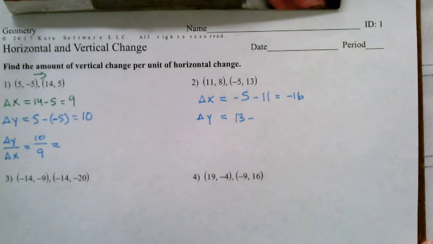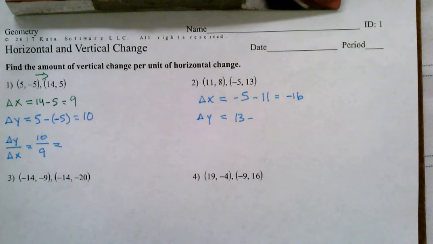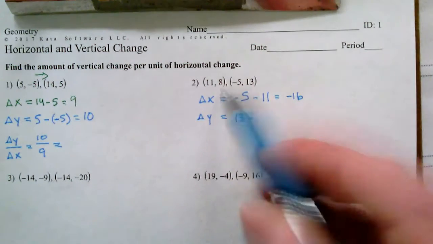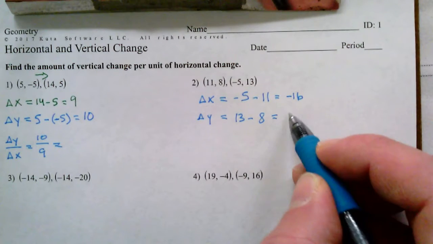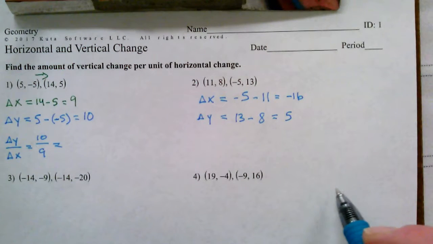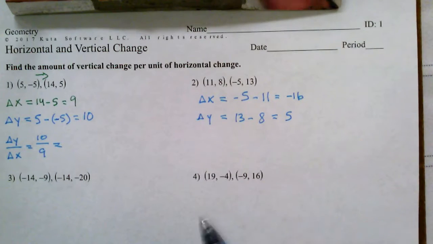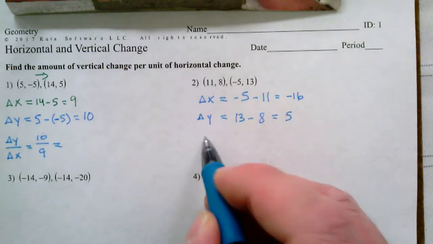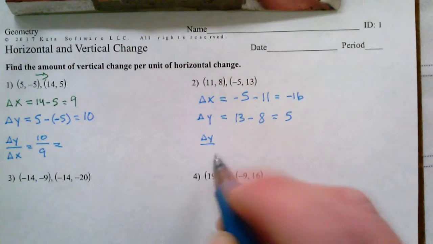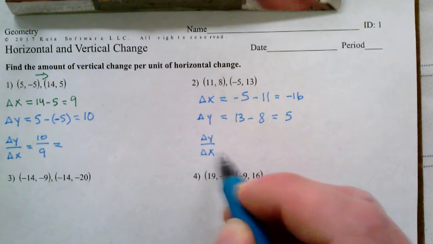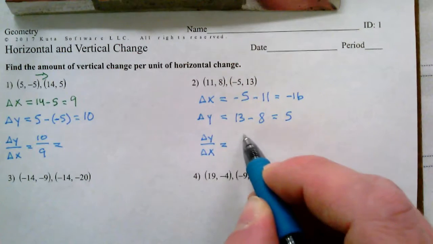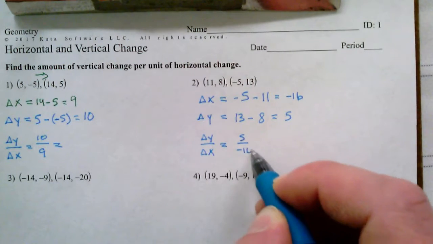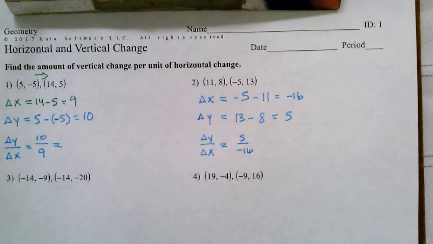All right. So we got 13 minus our beginning y coordinate, which was 8. 13 minus 8 is 5. That means we've moved 5 spaces up. And then to calculate our vertical change per unit of horizontal change, we divide our change in y by our change in x. And so we get 5 over negative 16, which we could turn into a decimal, but we're not really going to worry about that.